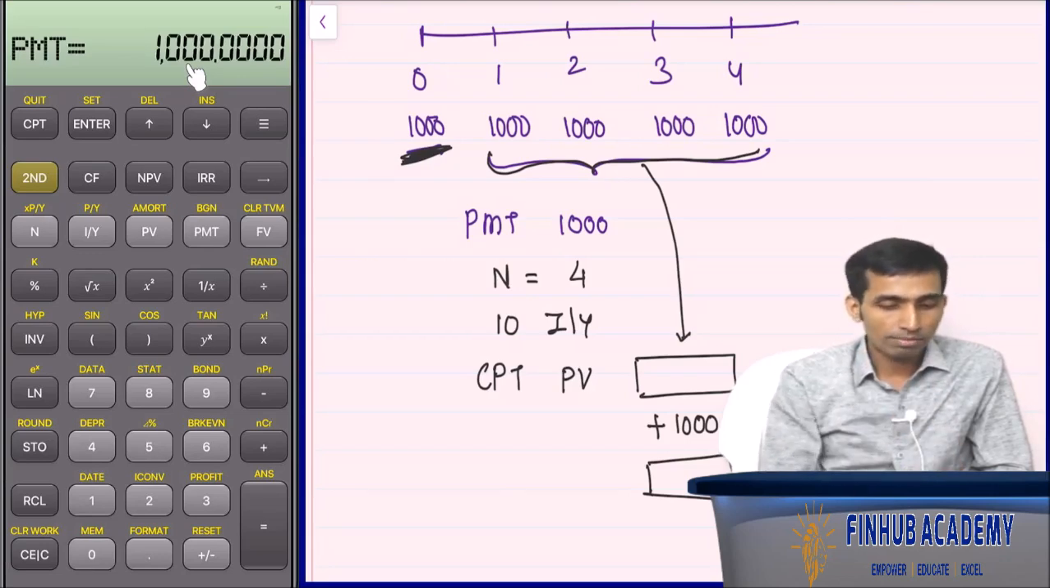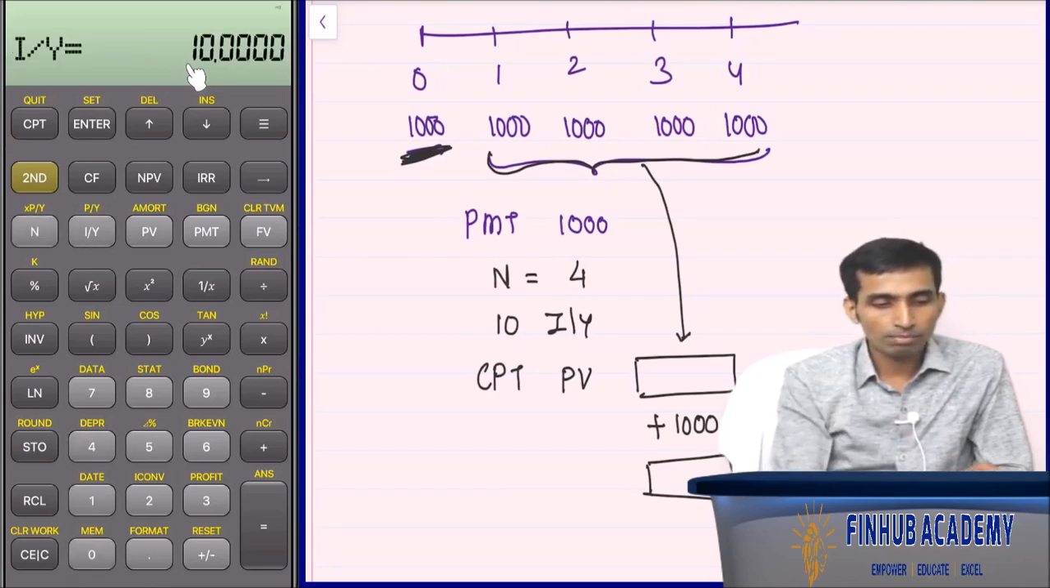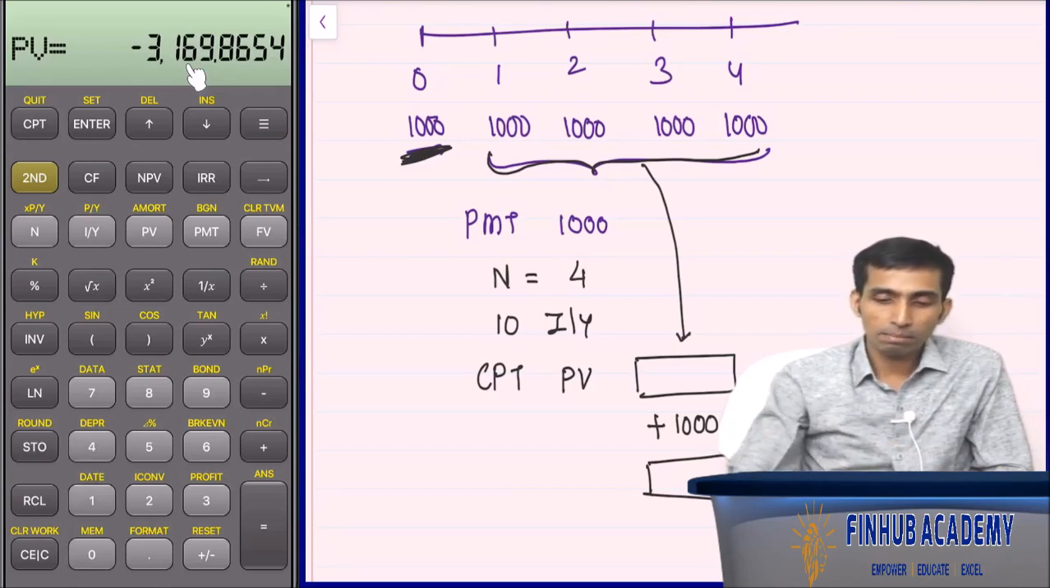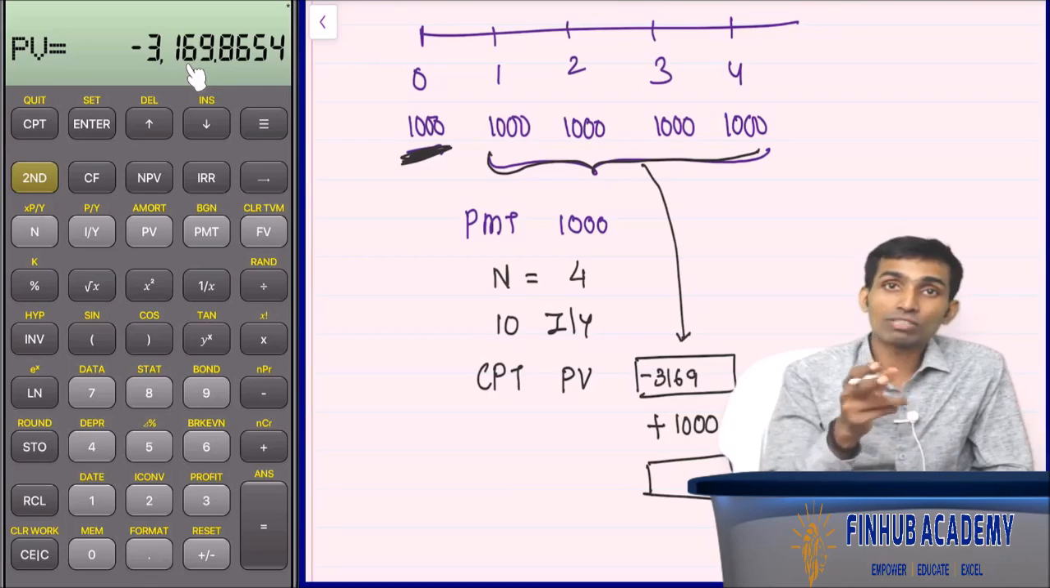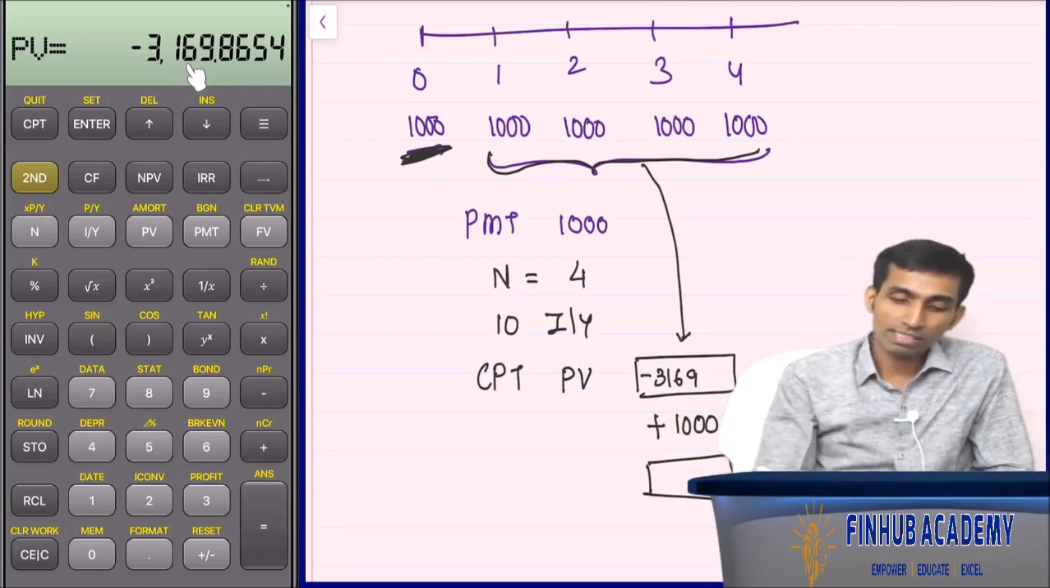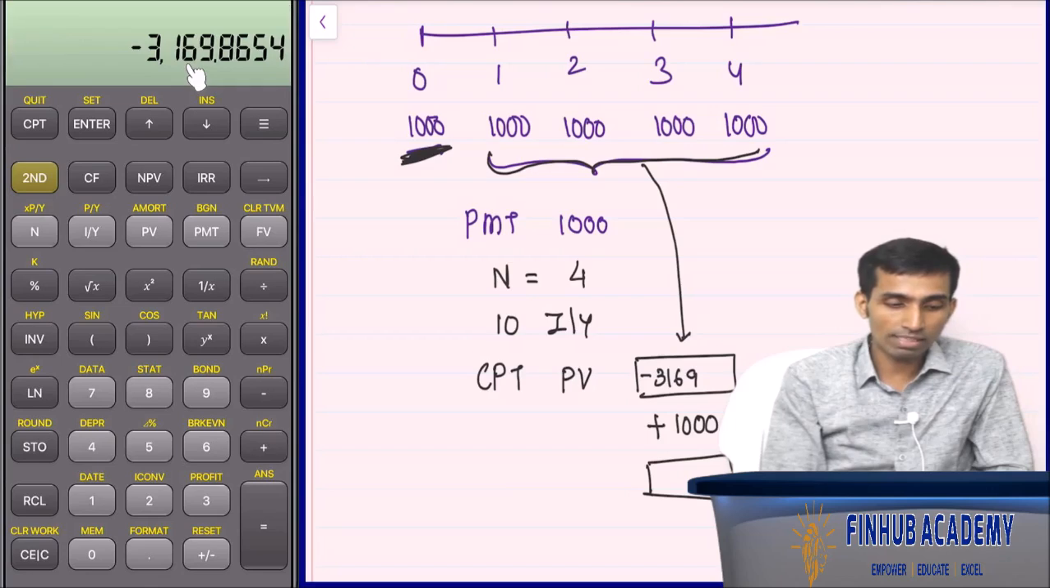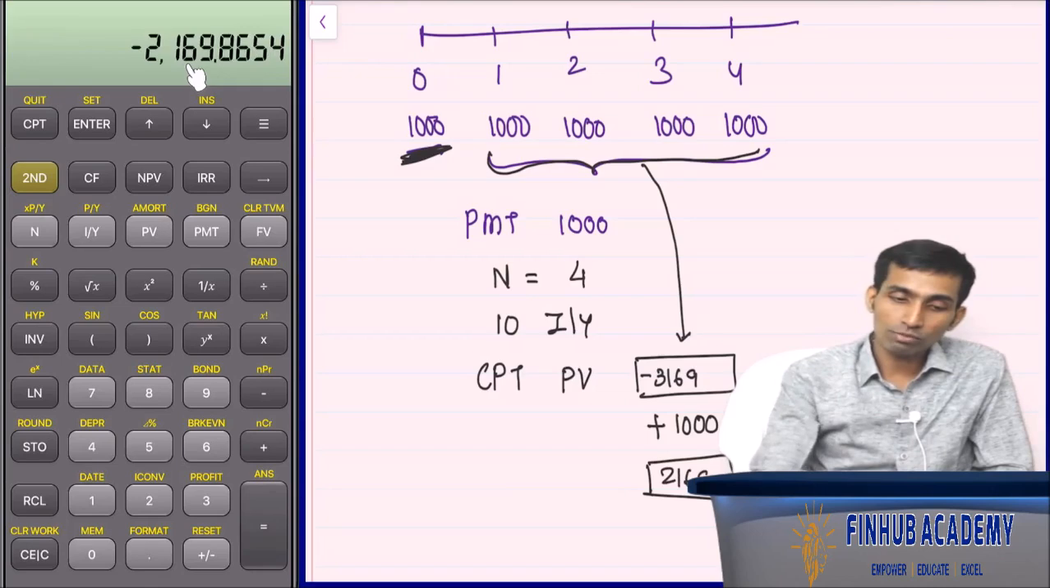Okay, 1000 PMT. Let's check 4N by 4N, 10 I/Y. Compute PV. See, I'm getting minus 3169. If I add 1000 now, please remember I have to increase it. Means this is an outflow, correct? So this means minus 3167. If you add 1000 to this, it is your wrong answer. Means 2169 is wrong. So you have to understand that here this is not plus, this is minus.